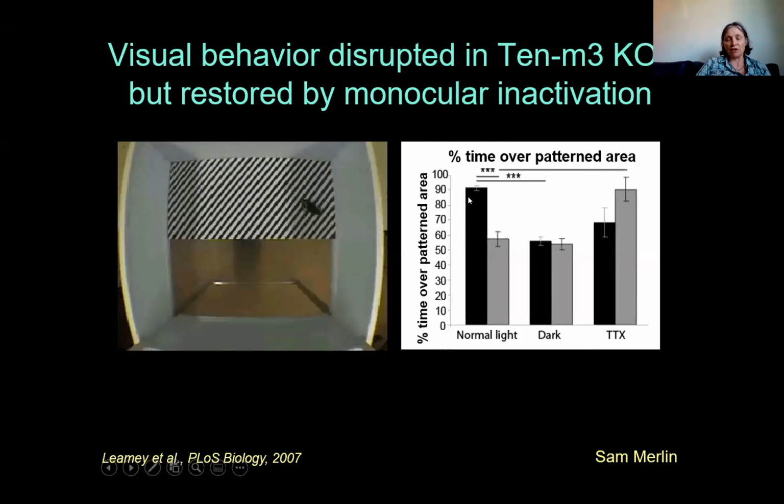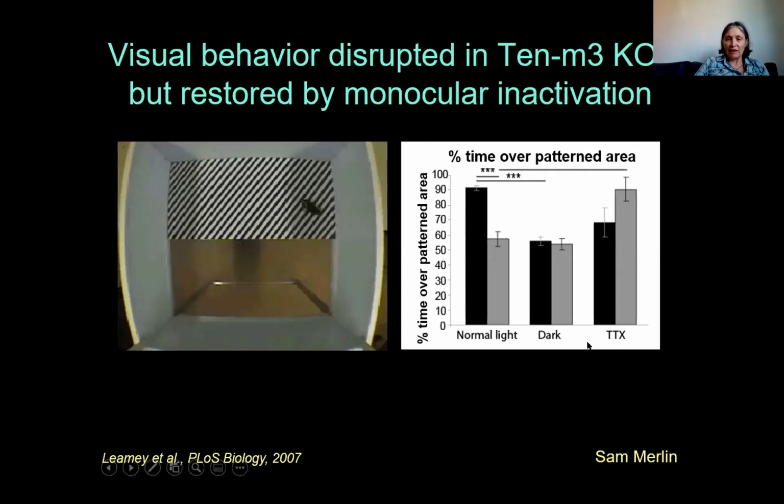Normally wild type mice show a strong preference to stay over the striped part of the box. They don't like being over the clear part and spend over 90% of their time on the pattern, the wild types are shown in black here, whereas the knockout mice spent roughly 50-50. If we put them in the dark, both groups behave the same.